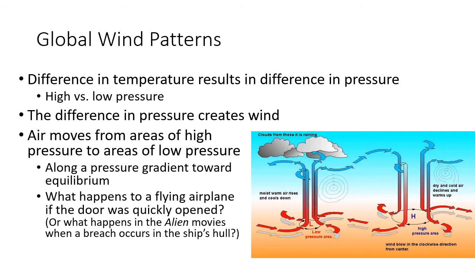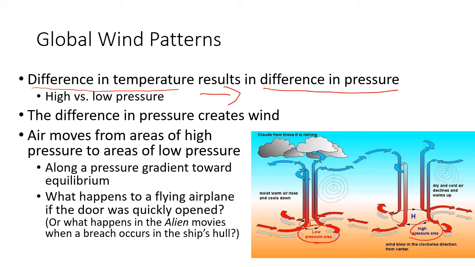So to start with global wind patterns, we're going to start with what is wind? Wind is essentially just the movement of air, and it results from differences in temperature. So you're going to have differences in temperature, which result in differences in pressure, and that's what's being shown in the diagram. We have a high pressure area and a low pressure area. And in those two pressure systems, there is going to be movement of air.